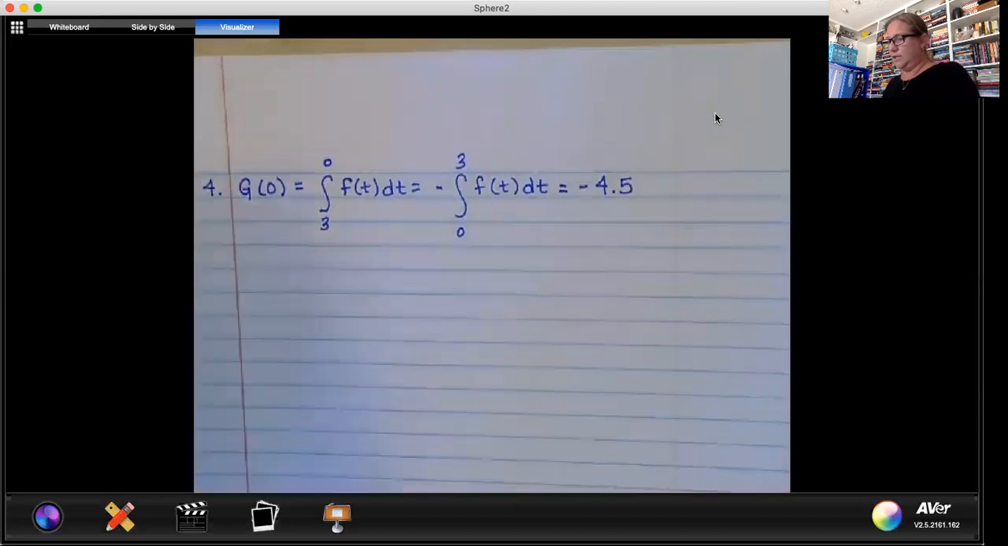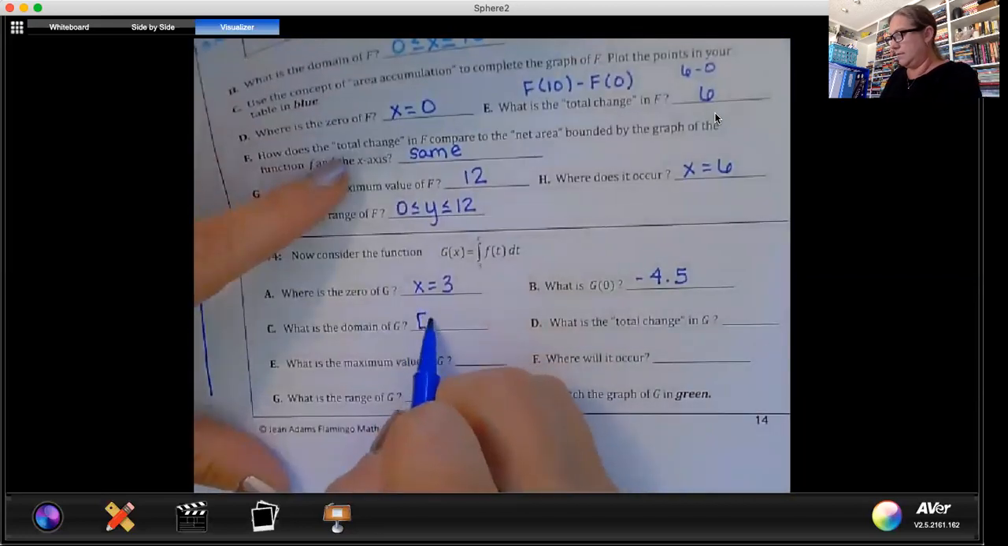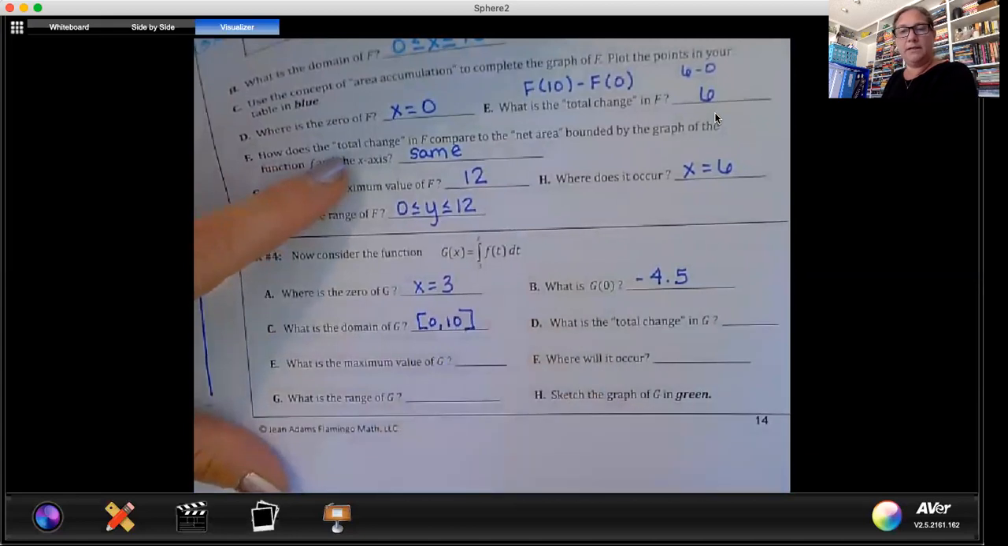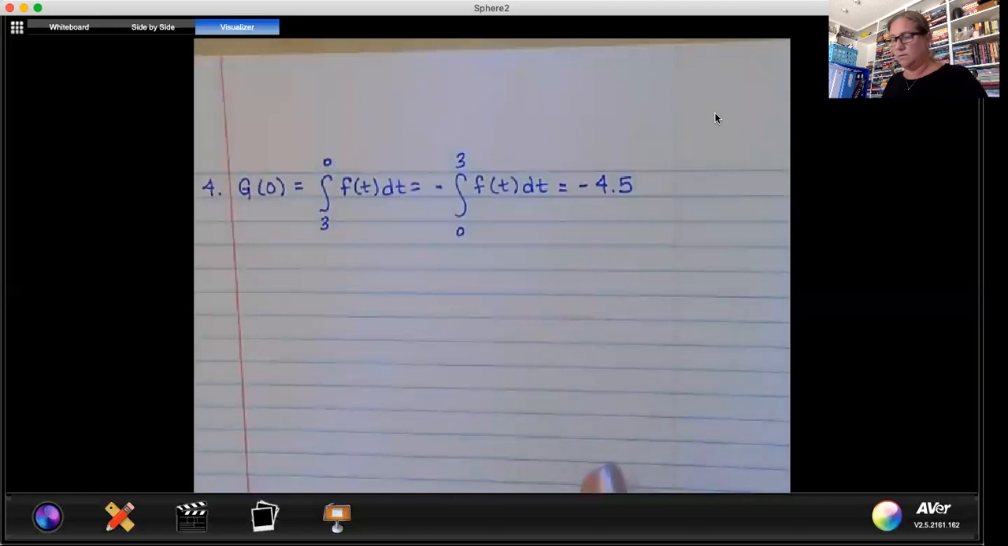The domain of g is going to be the same as f. We're still working 0 to 10. And now we have to do the total change. This is where it takes just a minute to fill these in. I'm going to do a few, and then I'm going to pause the video and give you a chance to look at the rest, because there's no need for me to take all of this time to show you how to do them if you understand what you're doing.